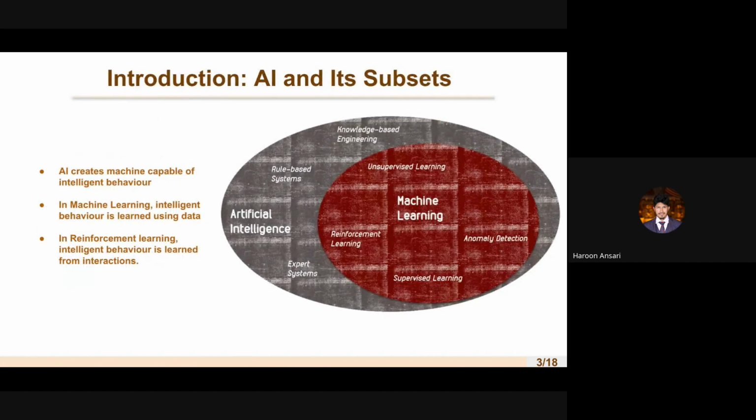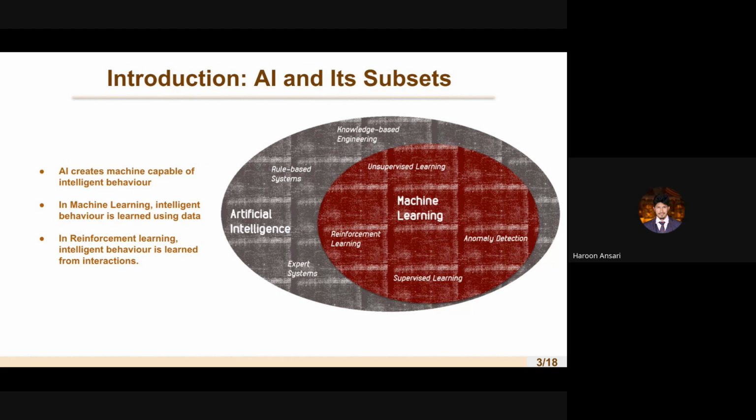So, starting with AI and its subsets. Artificial intelligence is mainly associated with anything where intelligent agents are involved. This intelligence need not come only from data, but it could also come from rule-based systems or knowledge-based engineering. So AI is a big landscape, of which machine learning is a part. And in this picture, we can see where reinforcement learning actually fits in the whole paradigm.